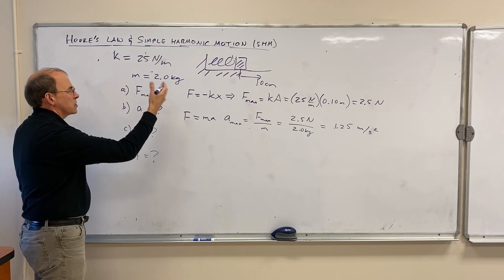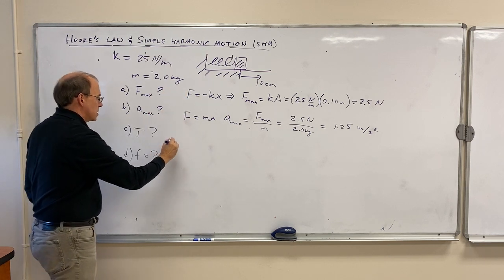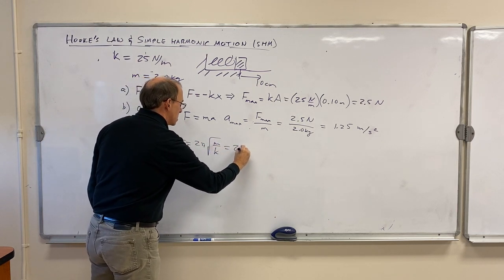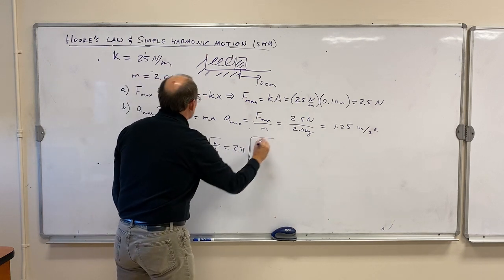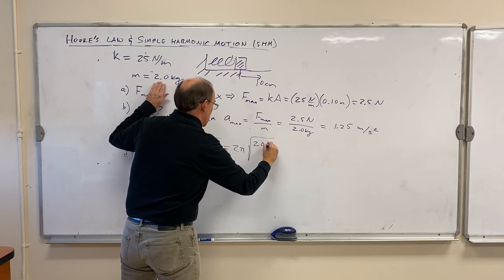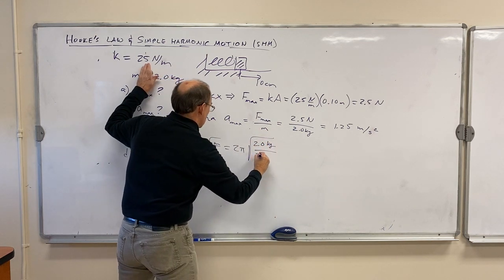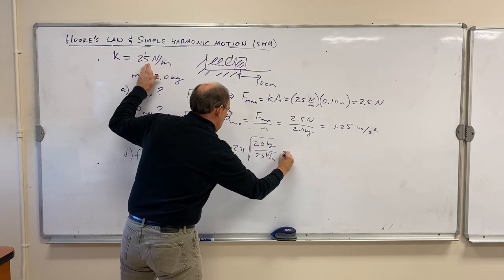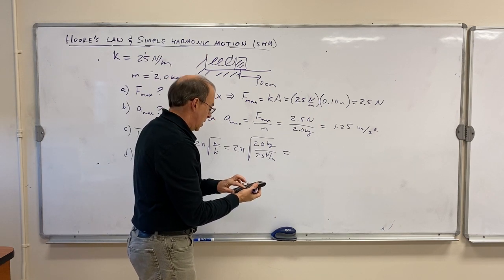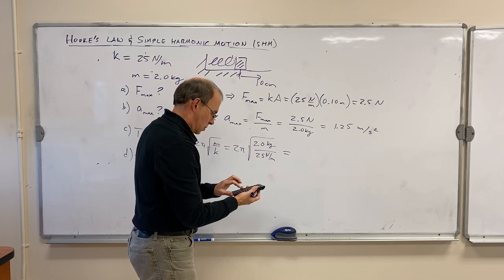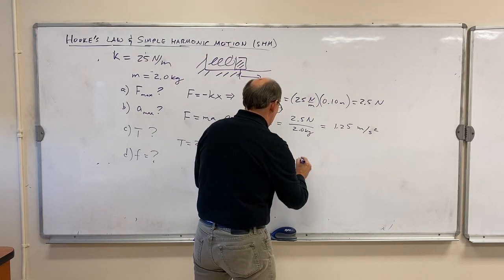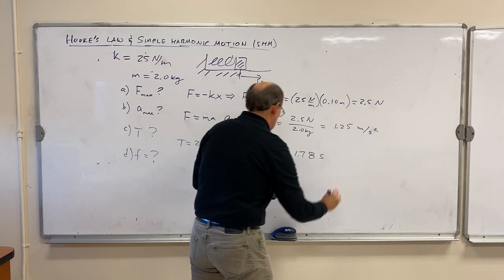The period, if I stretch this out by 10 centimeters and release it, is 2 pi times the square root of m over k, which is 2 pi times the square root of 2 kilograms over 25 newtons per meter. Okay, I can't do that in my head. So that's 1.78 seconds.